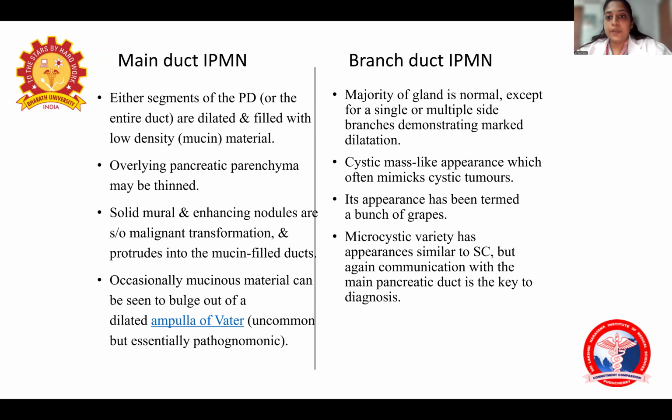Okay. Coming to the branch duct IPMN, the majority of the gland is normal, except for a single or multiple side branches demonstrating marked dilatation. The cystic mass-like appearance often mimics cystic tumors. Its appearance has been termed a bunch of grapes. Okay. The microcystic variety has appearances similar to the serous cystic lesion. But again, communication with the main pancreatic duct is the key to the diagnosis.